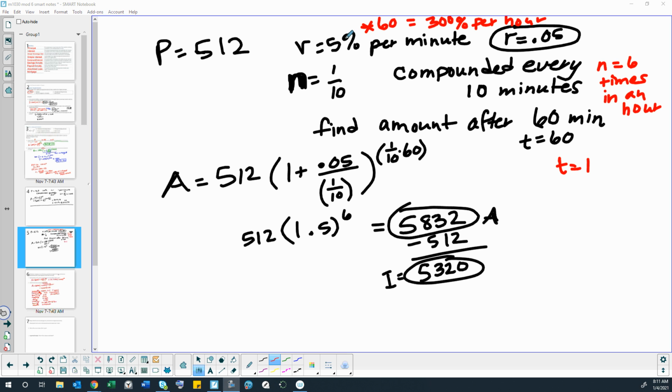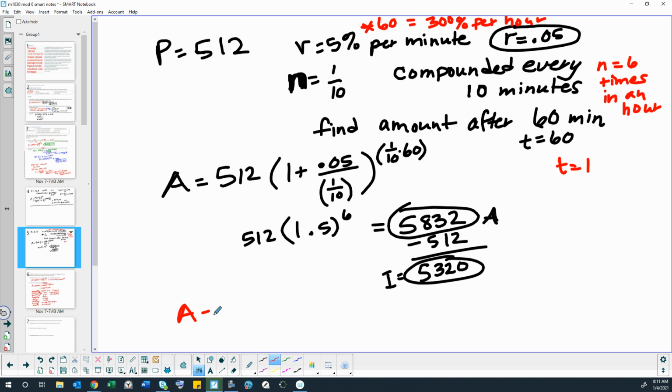So the percent would be times 60 to change that from minutes to hours. So that would be 300% per hour. And then compounded every 10 minutes would be 6 times in an hour. So our unit of measurement that we're basing this on is an hour. So 60 minutes divided by 10 minutes is 6 times per hour. And then we find the amount after 60 minutes or 1 hour, so t is just going to equal 1. Let's calculate the math with those numbers instead and see if we get the same answer.